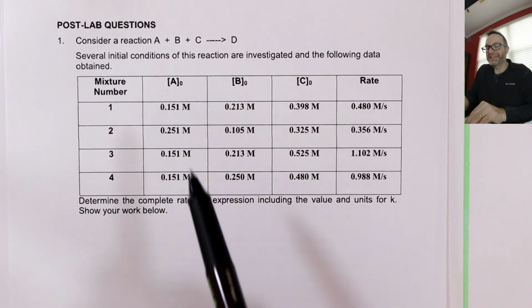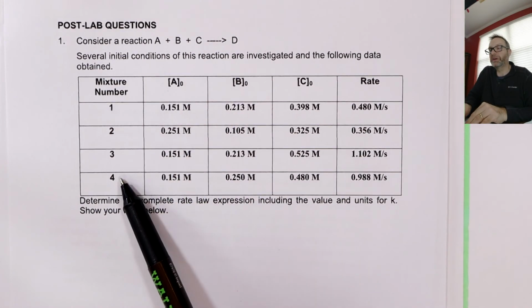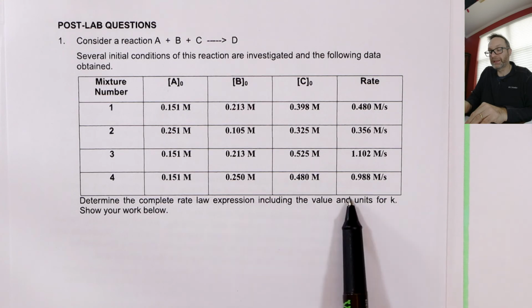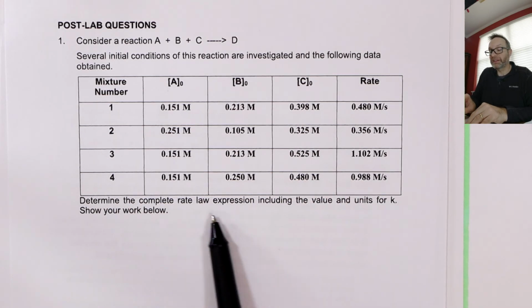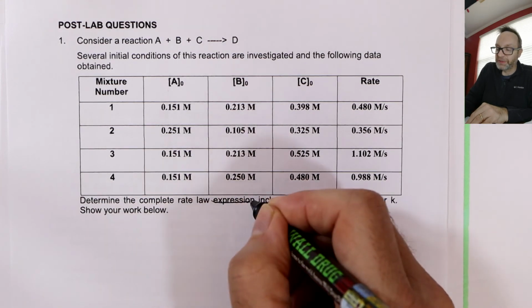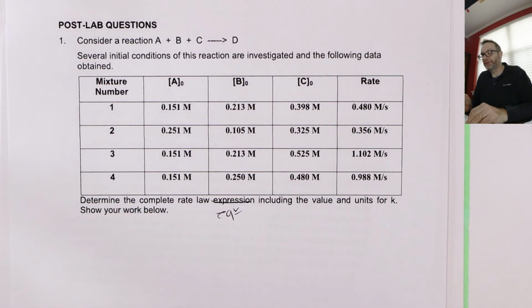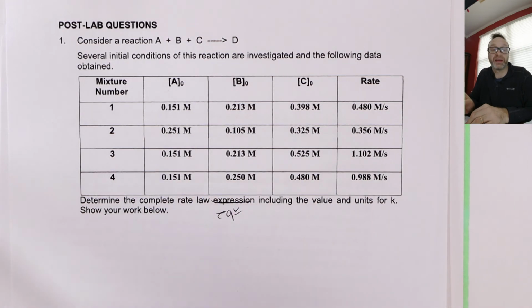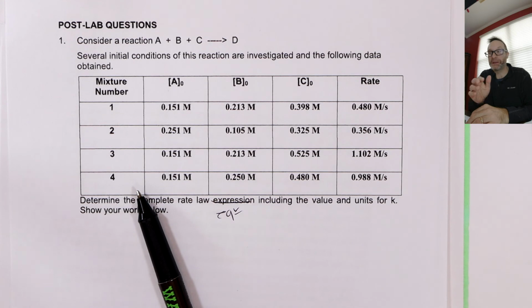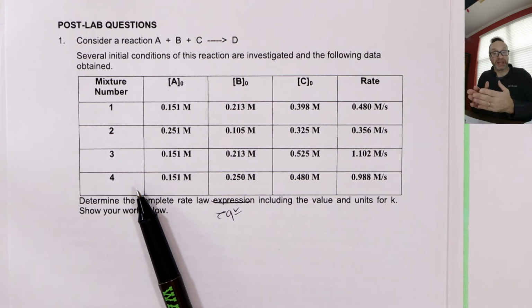So there it is. It's the classic 3 reactants for little experiments, just like the ones in the book. Determine the complete rate law expression, including the value of k with its units. If you look here, you've got to be careful. Remember when I said in the notes, careful how you set it up?